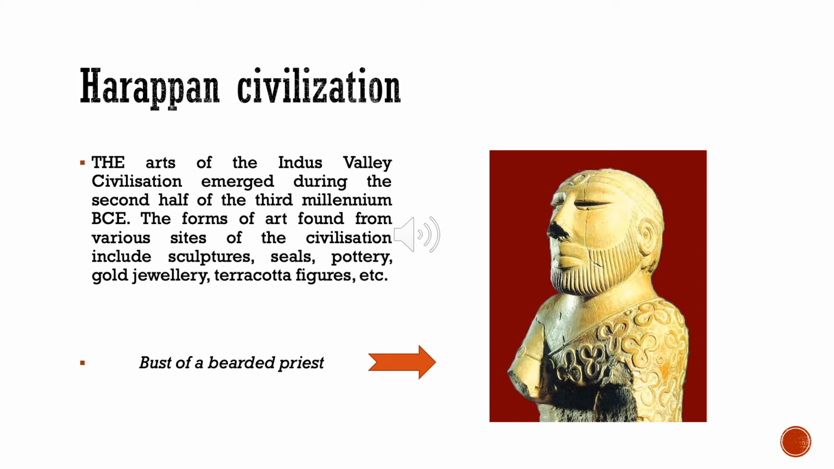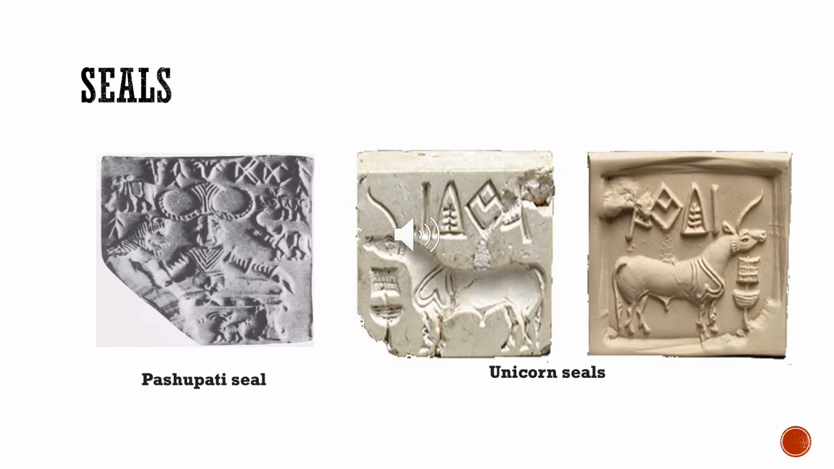And below there is a picture showing the bearded priest. Actually, this is one of the most world famous symbolic representations of art forms from the Indus Valley civilization. And below here are numerous seals. On the left is the famous Pashupati seal, and on the right there is the unicorn seal.